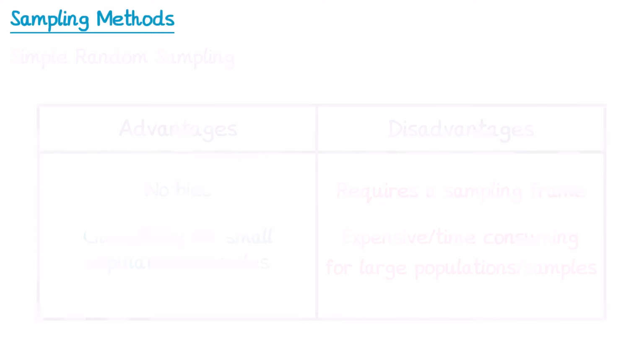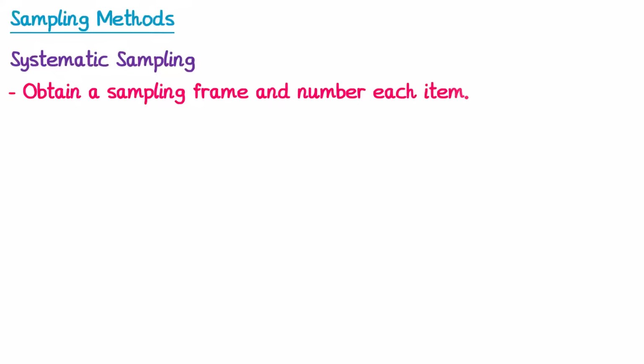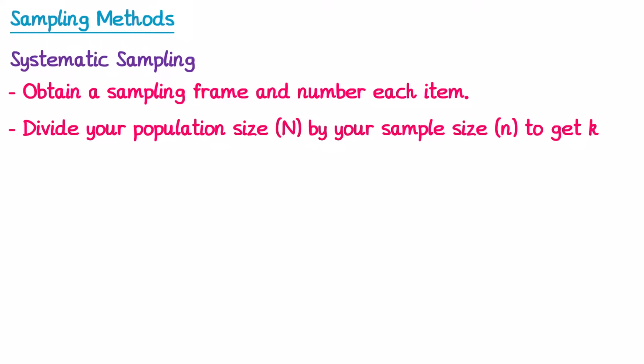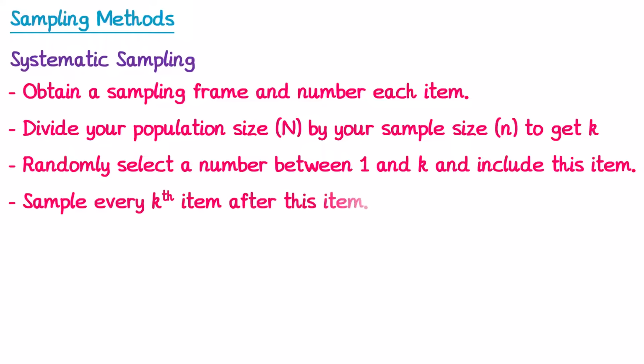The next sampling method we're going to look at is known as systematic sampling. To do this, we first of all obtain a sampling frame and number each item, just like we did with simple random sampling. Then we divide the population size, which is capital N, by the sample size, which is lowercase n, and this gives us k. We randomly select a number between 1 and k and include this item in the sample. Then we sample every kth item after this one.